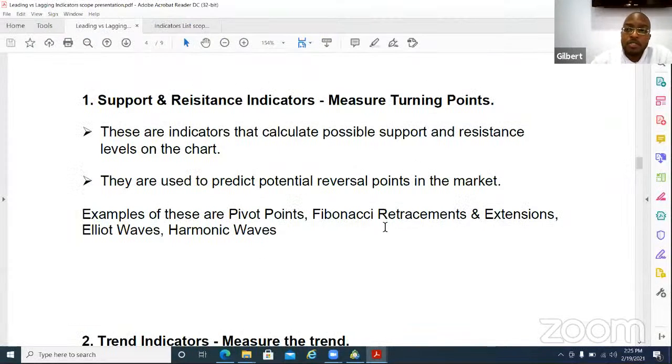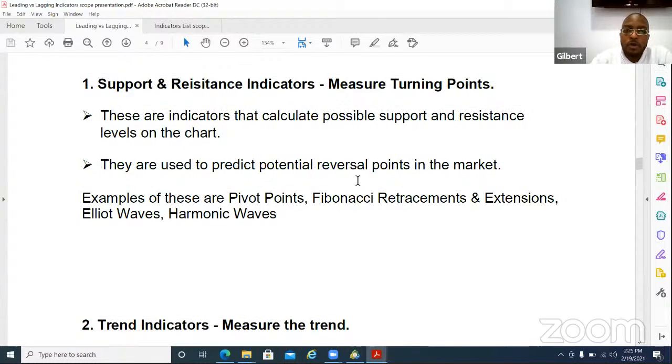They give us a potential reversal point, and it's for us to observe what is happening when the market approaches that point, whether it will bounce off of it or whether it will break through that level. And examples of indicators that measure support and resistance levels, these are some of the popular ones. So you have pivot points, which are calculated either daily, weekly, or monthly.